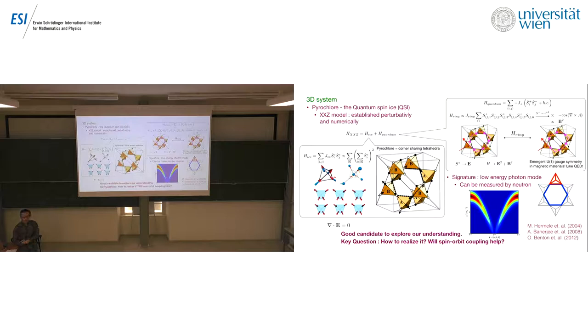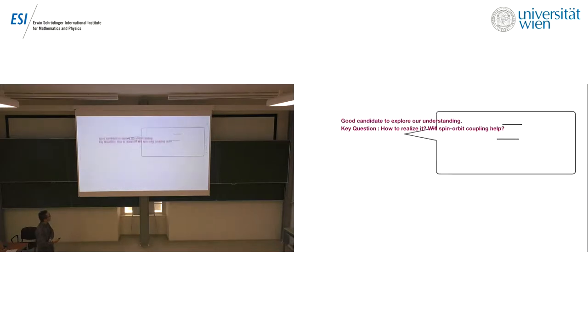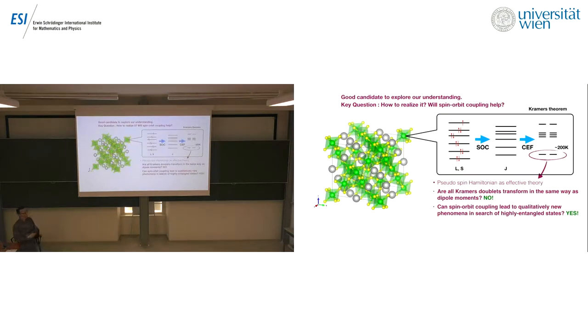So one of the key questions is how to realize it, and it turns out that in the real material, like this pyrochlore, it's a really complicated structure. So in principle, for those magnetic ions, at the atomic limit you will have some kind of electronic configuration. And once you turn on spin-orbit coupling, orbital and spin now start to hybridize with each other. So they will split into different states labeled by the total angular momentum. If you consider the full space group and the crystalline environment, those J's will further split into different kinds of atomic wave functions.